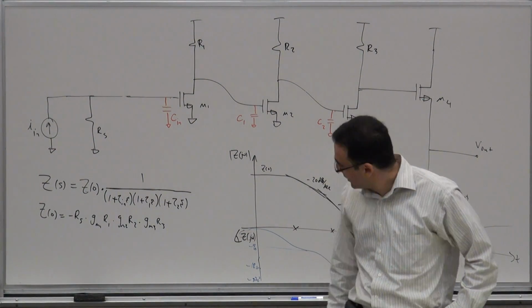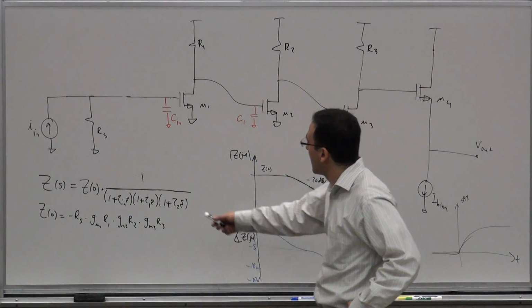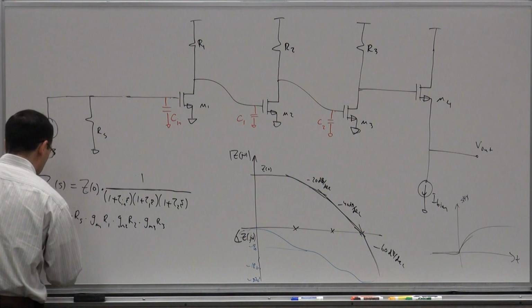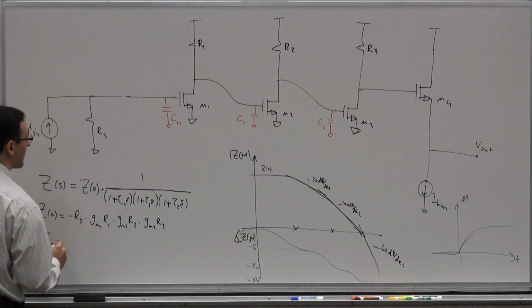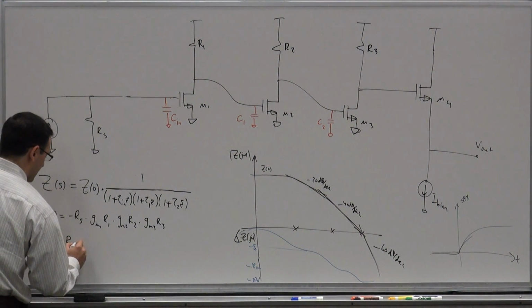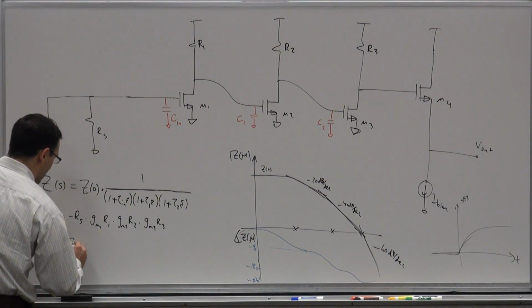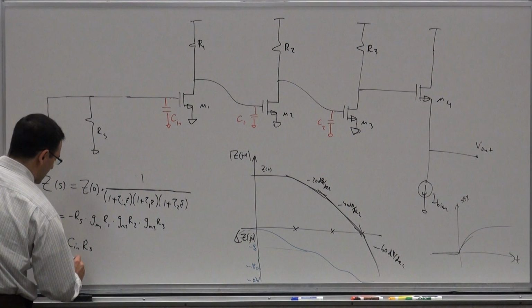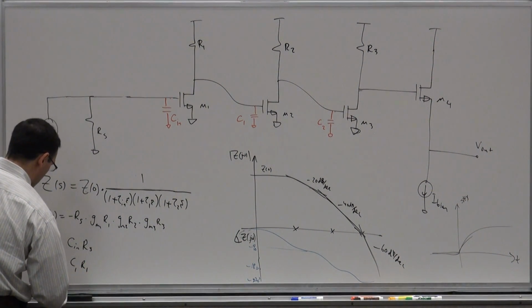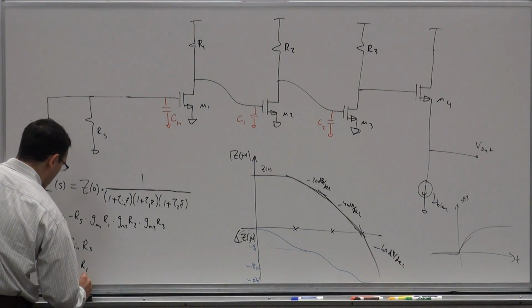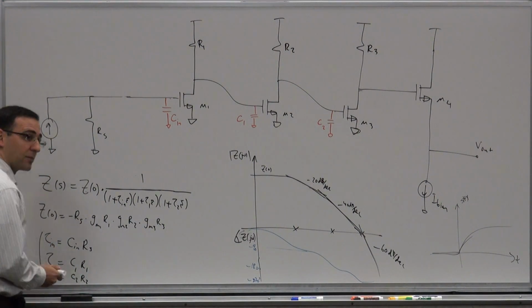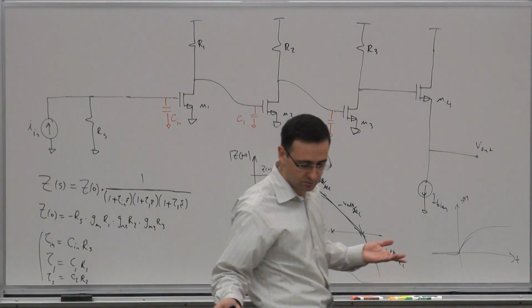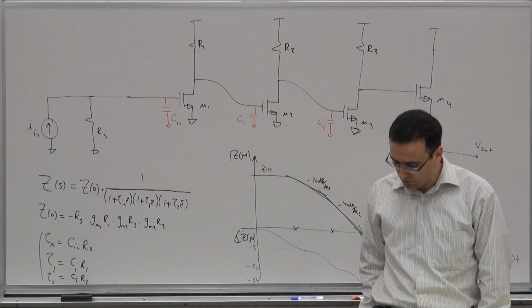Now, by the way, what are these time constants? Let's just write them down quickly. Tau n is Cn Rs. Tau 1 is C1 R1, and tau 2 is C2 R2 in this case. The three time constants of interest. Nothing out of the ordinary.